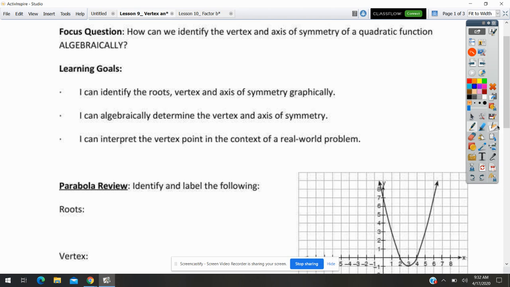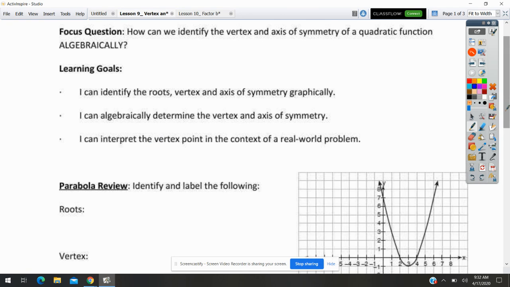We can identify the roots, vertex, and axis of symmetry graphically, which we've already learned. We'll just review that. I can algebraically determine the vertex and axis of symmetry. And this is more for the practice. You can interpret the vertex point in the context of a real-world problem.